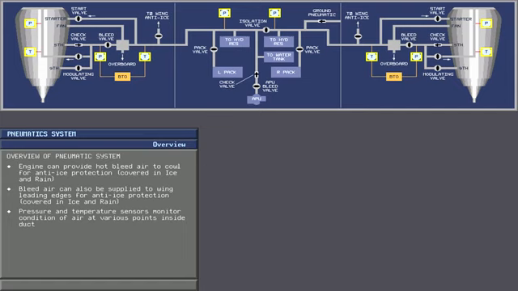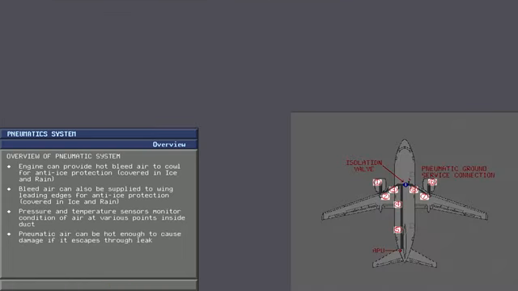Pressure sensors and temperature sensors monitor the condition of the pneumatic air at various points inside the duct. Air in the pneumatic system can be hot enough to cause damage if it escapes through a leak or break. Overheat sensors, which are located outside the ducts and around the packs, detect hot air leaks. When a hot air leak is detected, the condition is called wing body overheat.